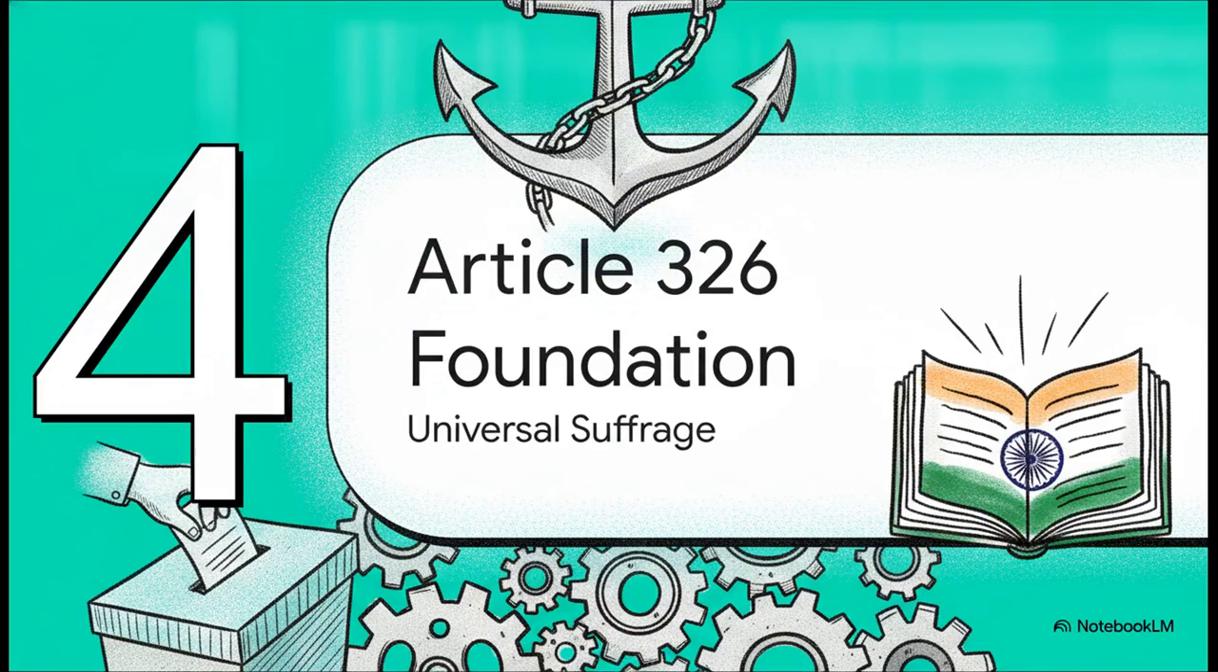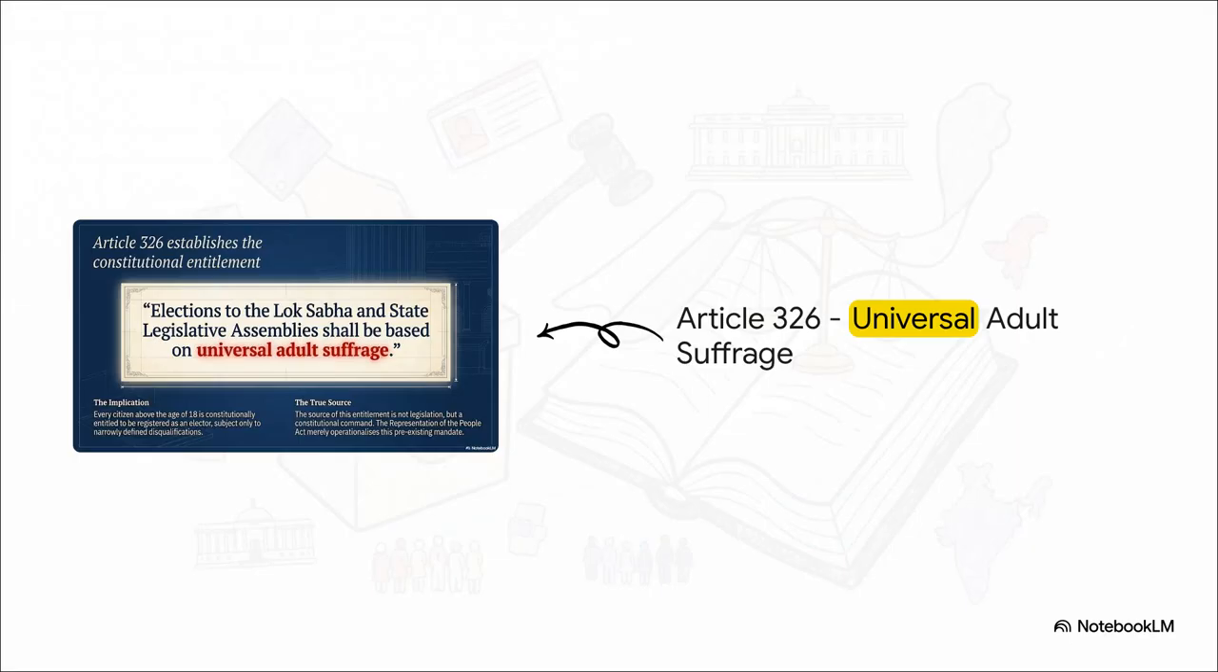Let's dive into Section 4, Article 326, the Foundation. Thankfully, we don't have to look very far to find an anchor that rescues our statutory orphan. It becomes super evident when we examine Article 326 of the Constitution. It states, in a very clear constitutional command, that elections to the Lok Sabha and state legislative assemblies shall be based on universal adult suffrage.